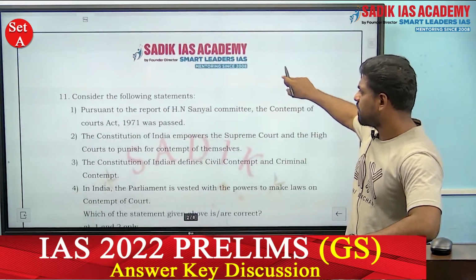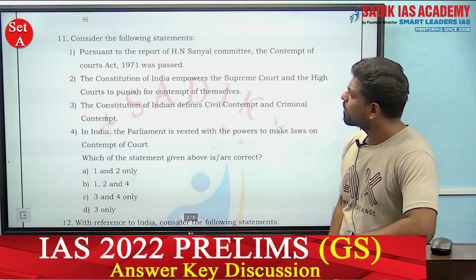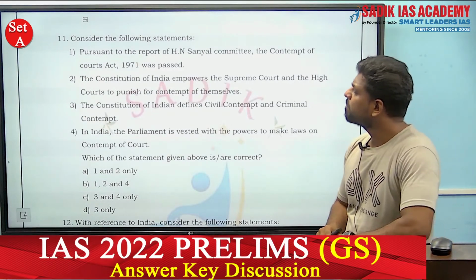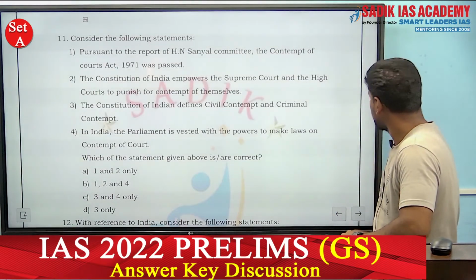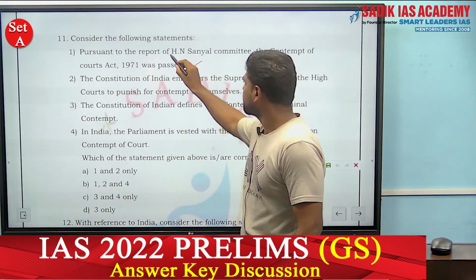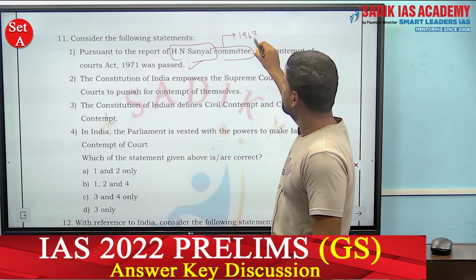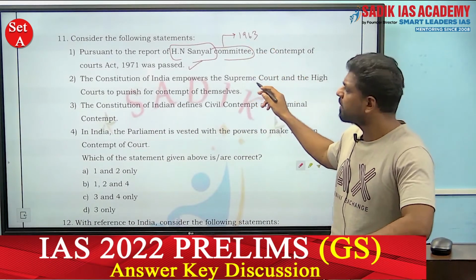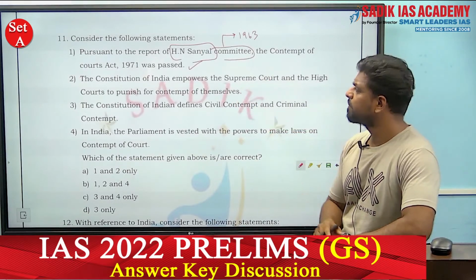Question number 11 in set A of today's question paper. Consider the following statements. Statement number 1, pursuant to the report of H.N. Sanyal Committee, the Contempt of Courts Act 1971 was passed. This statement was right, because H.N. Sanyal Committee was constituted in 1963, and based on the recommendations of this particular committee, the Contempt of Courts Act 1971 was passed. Therefore, statement 1 is right.